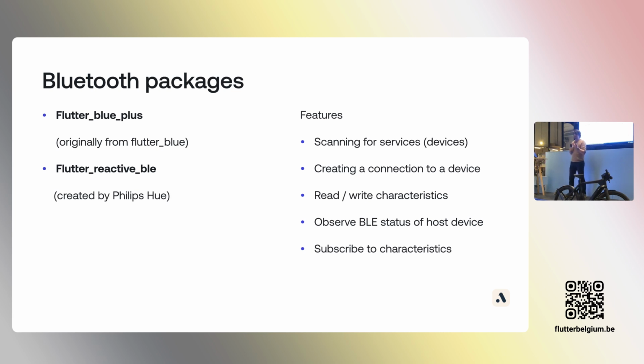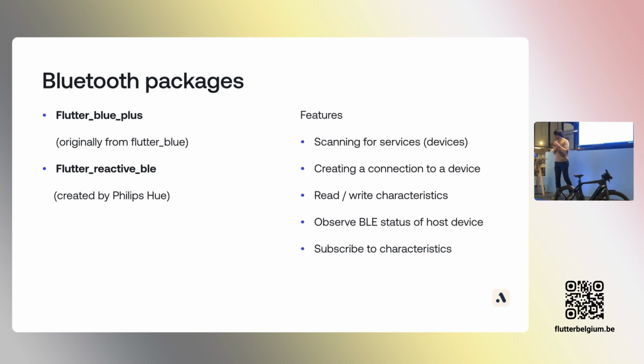There are two main libraries that you can use with Flutter. That is Flutter Blue Plus. It originates from Flutter Blue, which is a very old library. You really don't want to use that one. So if you want to use Flutter Blue, then Flutter Blue Plus is the one that you actually want to update to. And then you have Flutter Reactive BLE, that is actually developed by the Philips Hue team. So it also has a lot of support. They are quite equal in terms of issues and commits, and so those are the two that I would recommend to use.